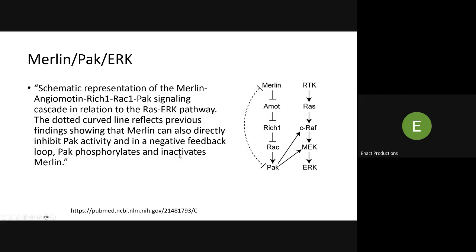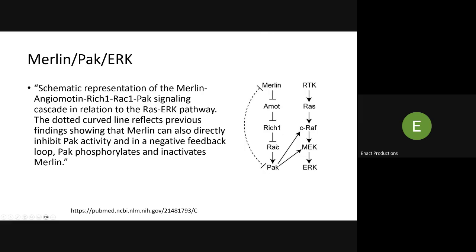PAC phosphorylates and inactivates Merlin. This is common in regulatory signaling pathways, where you have something turning something off, and that thing can also be turning its thing off, right? So it's a balance where they're both kind of inhibiting each other.